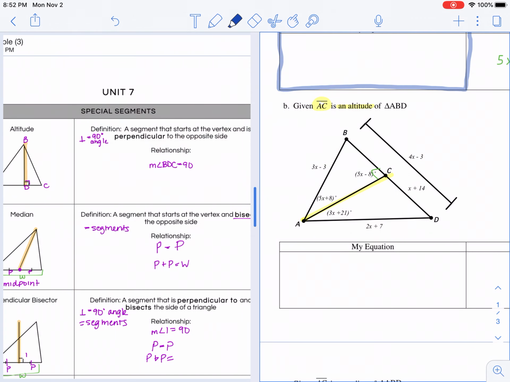I want you guys to now go ahead and fill in the my equation box. So based on what you saw, go ahead and fill in the my equation here. Hit pause while you think about it. Okay, so hopefully now you have your equation in the my equation box.